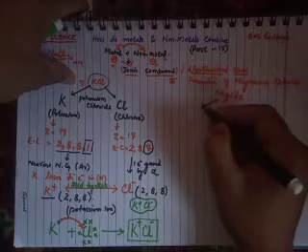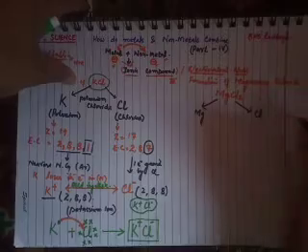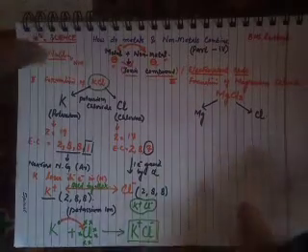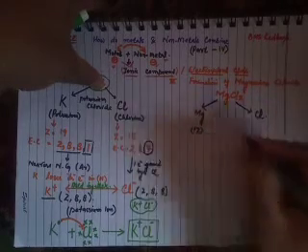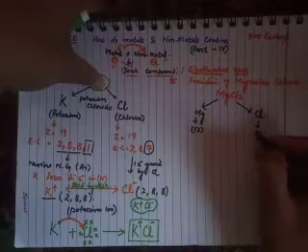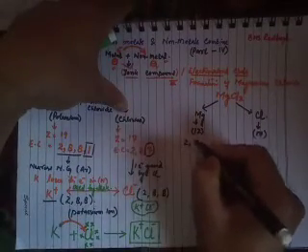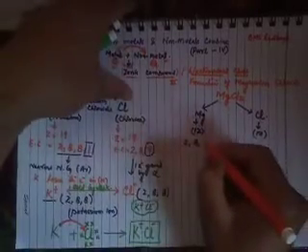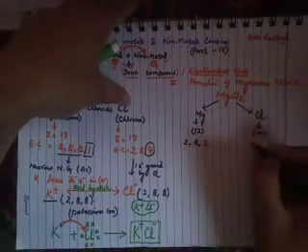So we have magnesium and we have chlorine. These are the two atoms present in this compound. Magnesium has atomic number 12, and chlorine has atomic number 17. Write the electronic configuration for magnesium, that is 2, 8, 2, and for chlorine it is 2, 8, 7.